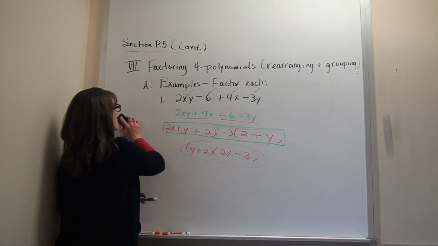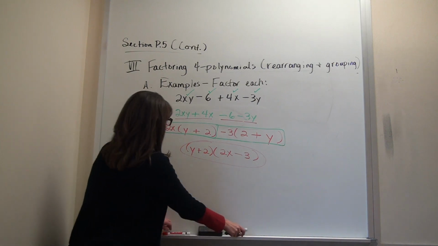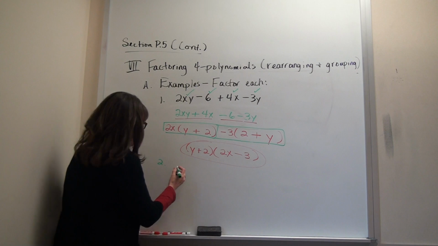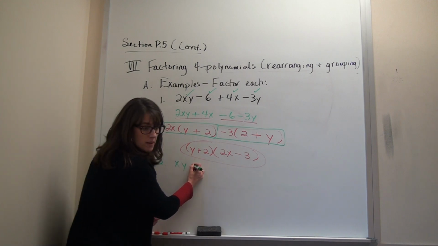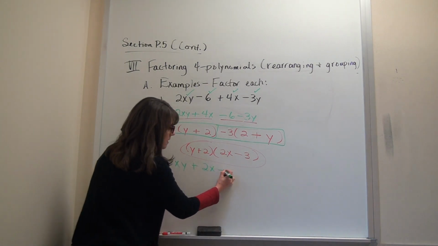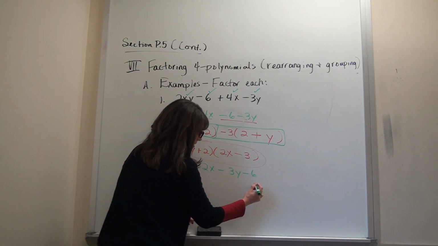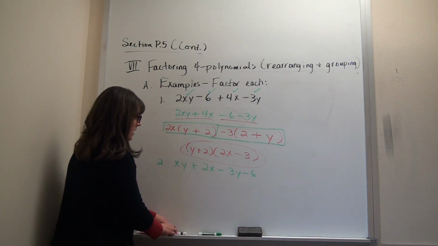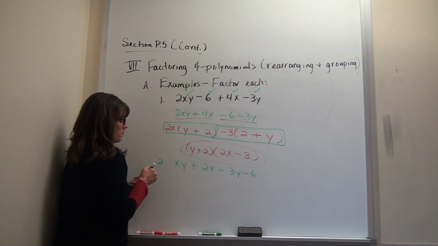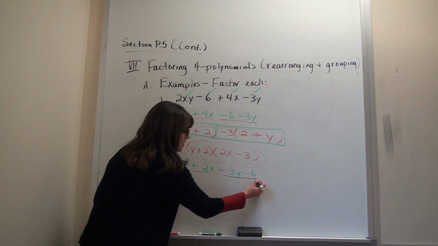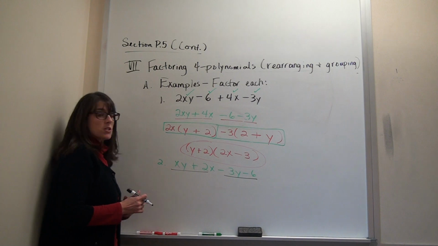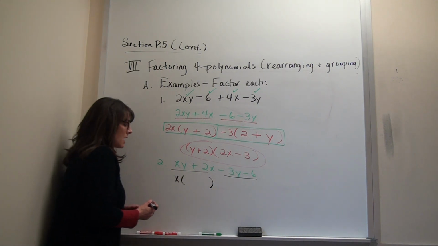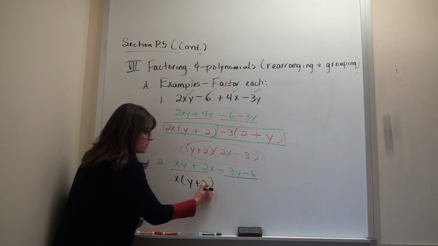So let's try another example here. I'll just put it right here. Let's try an xy plus a 2x minus a 3y minus a 6. So I'm going to try to pair things up. And when I pair up this way and I pair up this way, notice that within these two, they both have an x in common. When I take that x out, I'm left with a y plus 2.